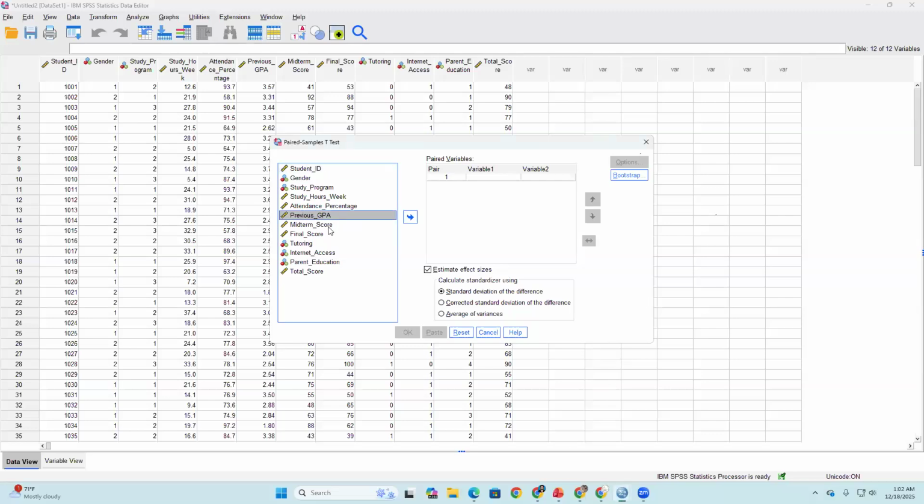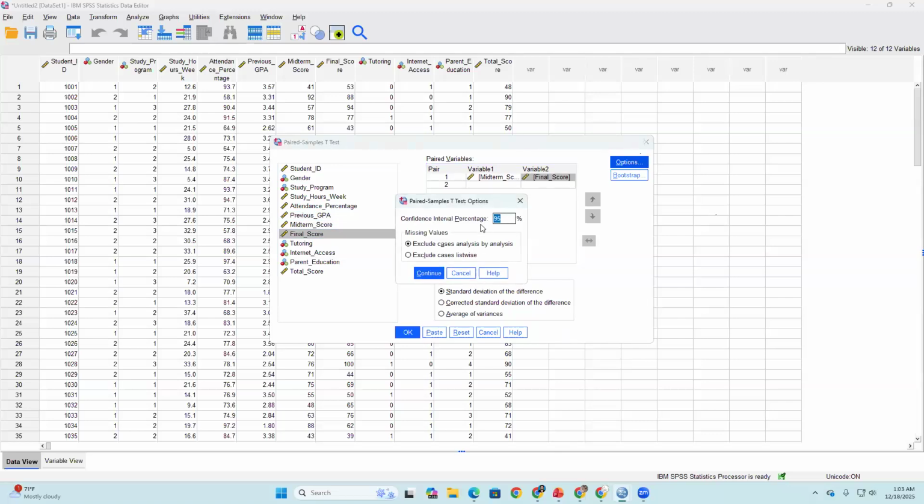Now, paired variables. Midterm score is our variable one. That was the previous score we recorded at the start. Then the final score. The subjects in this case are the same. There is no categorization of group. Okay, you have options. You can set your confidence interval to 95%, 99%, or 90%. A 95% confidence interval means 0.05 alpha.